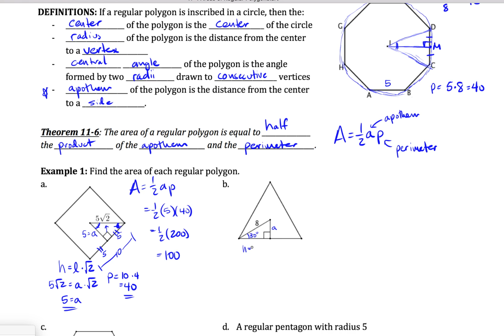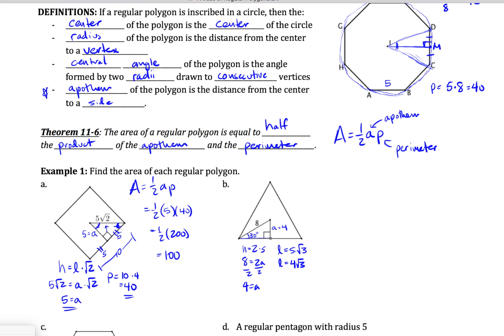So I know that the hypotenuse is 2 times the short. 8 is the hypotenuse. The apothem is my short, so 8 equals 2a. If I divide both of those by 2, I get that the apothem will be 4 units. Now that would mean that this is going to be my long side of my 30, 60, 90. So it's going to be the short times the square root of 3. So that's going to be 4 square root 3.